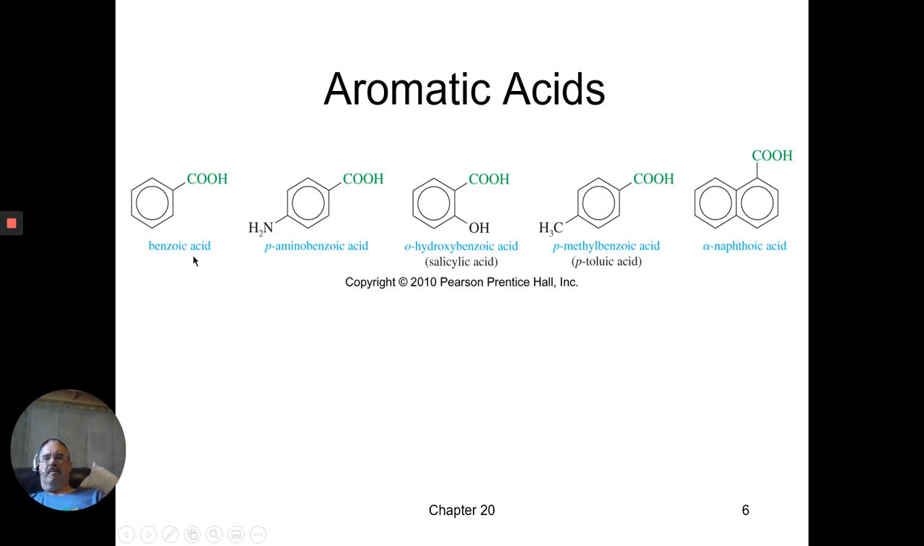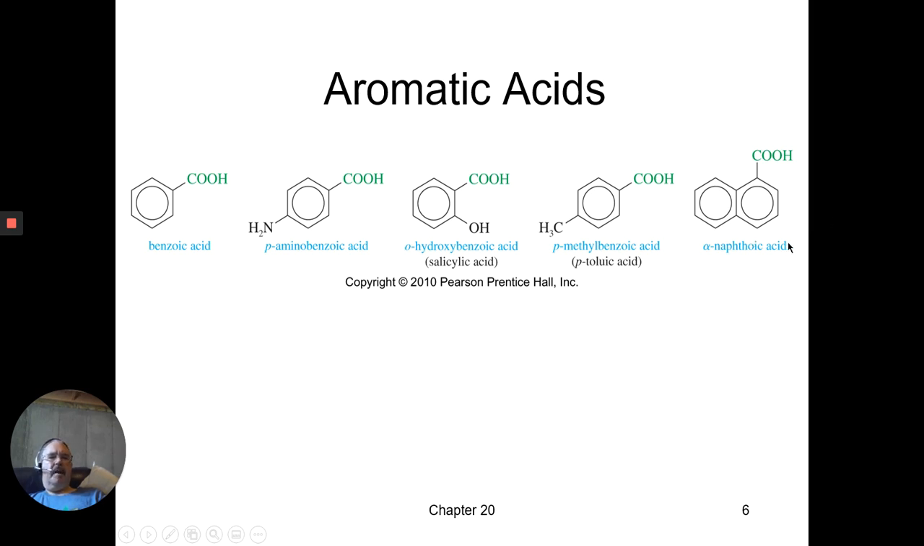Okay, here are some aromatic acids. Benzoic acid is accepted in the IUPAC. Systematically, this would be benzene carboxylic acid. Okay, here we have p-aminobenzoic acid or 4-aminobenzoic acid. We just saw salicylic acid. Systematically, this would be 2-hydroxybenzoic acid. 4-methylbenzoic acid, or p-toluic acid in the common nomenclature.